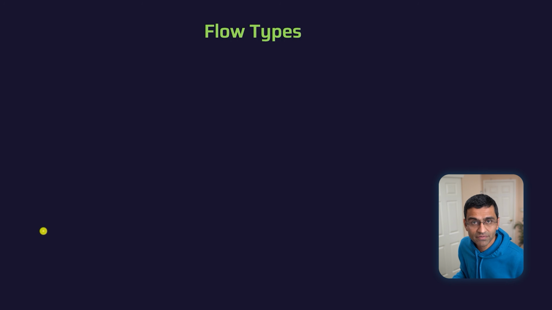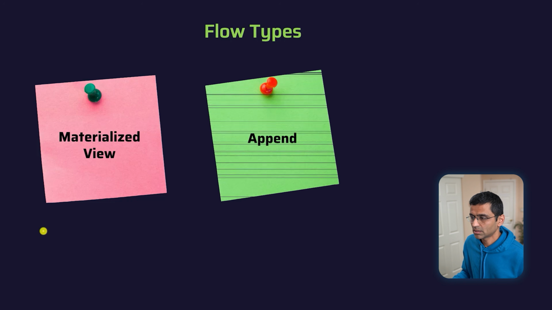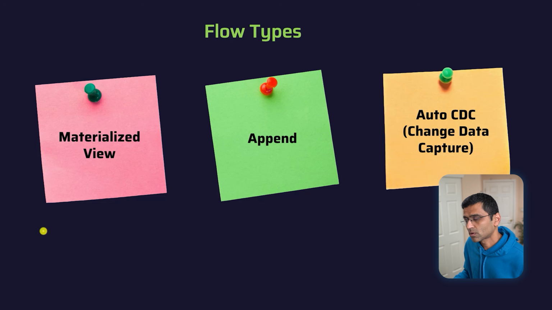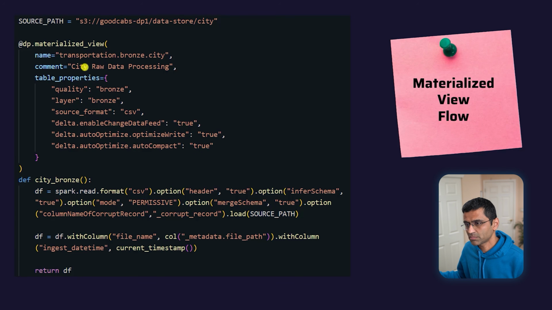Okay, now there are different types of flows supported in SDP. Materialized view, this is something that we already looked at. Then there is append flow, auto CDC flow. CDC means change data capture, etc. Materialized view flow is used for batch processing, whereas append and auto CDC is used for stream processing. So this is the example of the materialized view flow. You will use this particular decorator, dp.materializedView, for this particular flow, where your destination will be a materialized view.